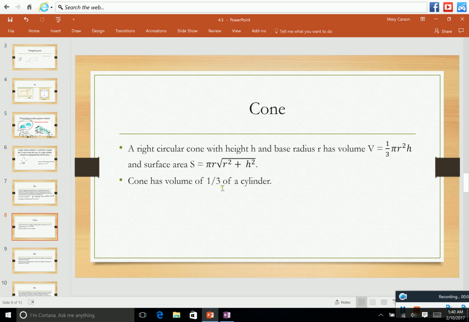A cone is a right circular cone with a height and base radius, has a volume of 1/3 pi r squared h, and a surface area of pi r square root of r squared plus h squared. So again, write these down. A cone has a volume of 1/3 of the cylinder. So think of a cylinder. You've got one here, you've got one here, and you've got one there. So that means you have 3 cones in one cylinder.